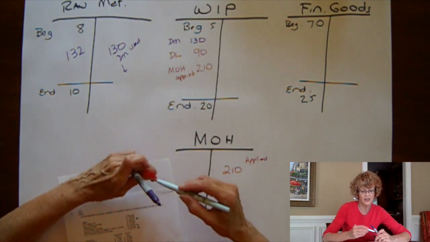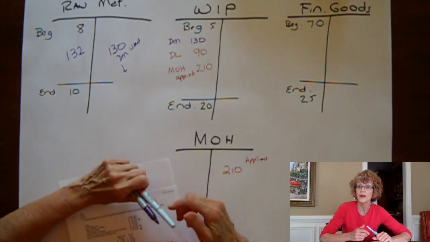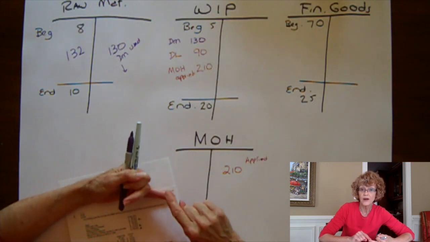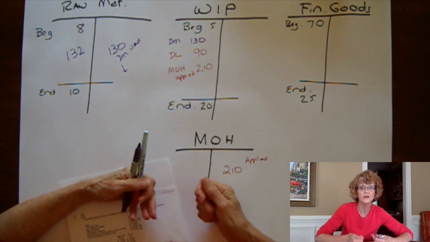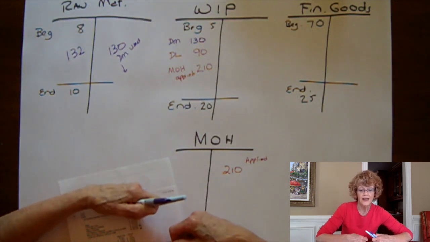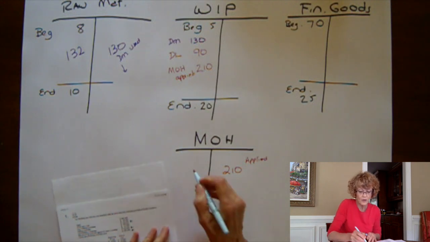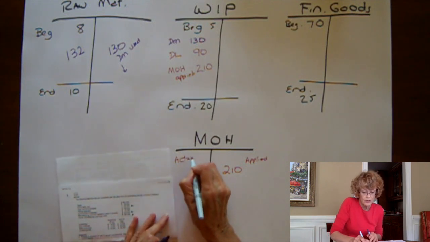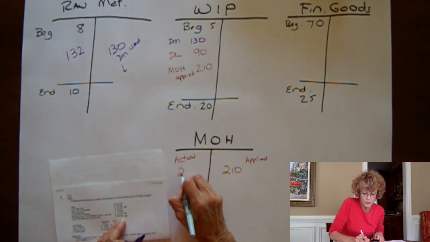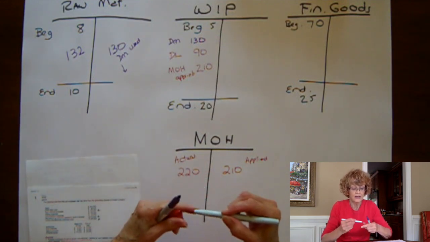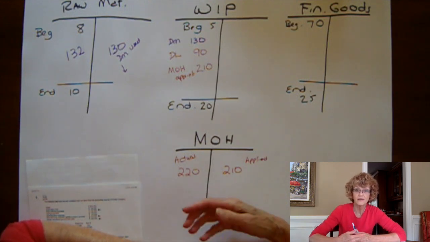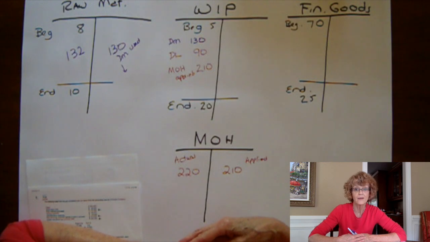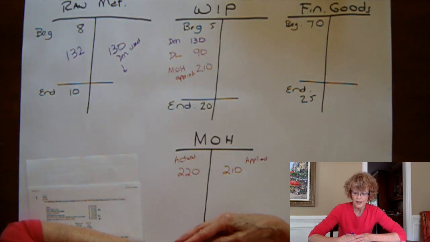Now, MOH actually comes with some actual cost, doesn't it? We collect the cost of the rent, the indirect labor, supervisor, depreciation, indirect materials, which could be the grease on the machines, and all those get accumulated into MOH actual. In this case, it's $220,000. So the actual is 220, but the applied, which we got from doing the estimated predetermined overhead rate and multiplying it times the actual driver, comes out to be only 210. Are we going to jail?